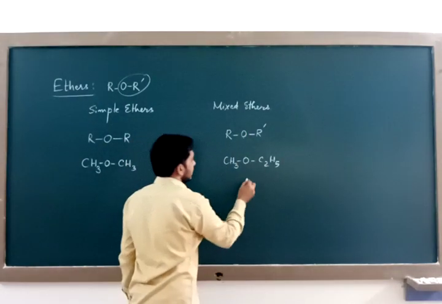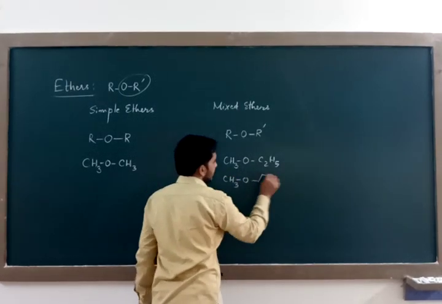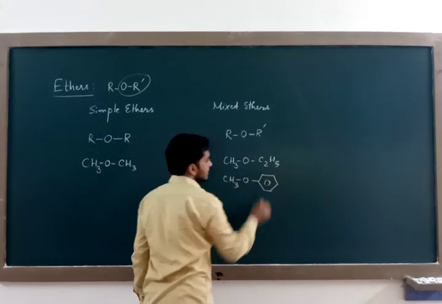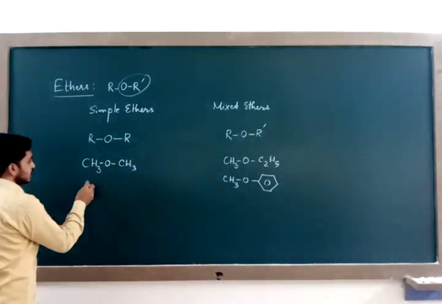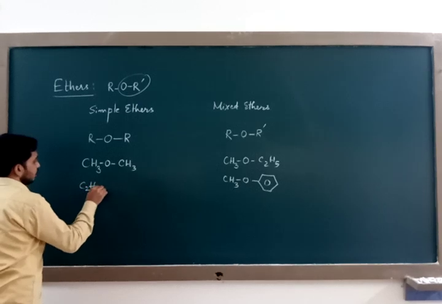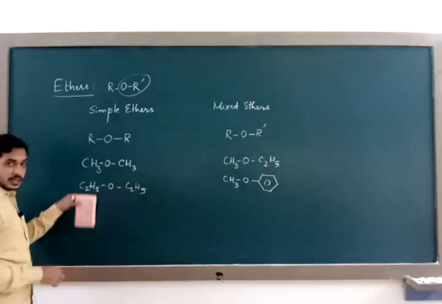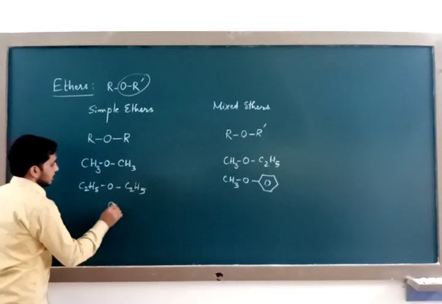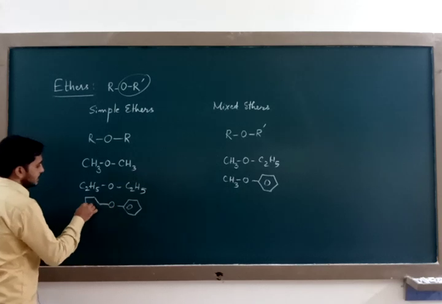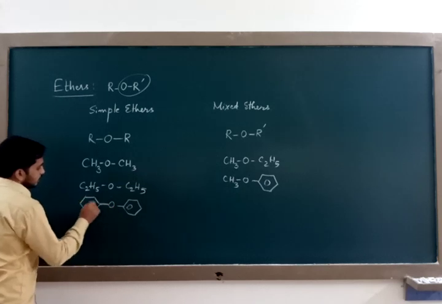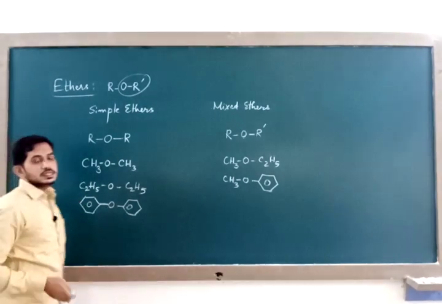If one side you have a methyl group and on the other side you have a benzene ring, then it is a mixed ether. If one side you have an ethyl group and the other side you have an ethyl group, then it is a simple ether. If on both the sides you have a benzene ring, then also it is a simple ether.